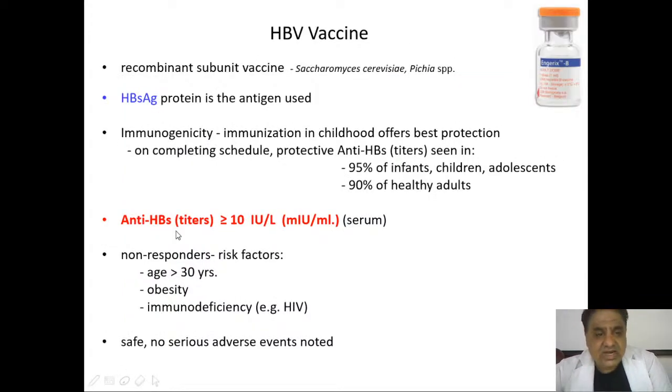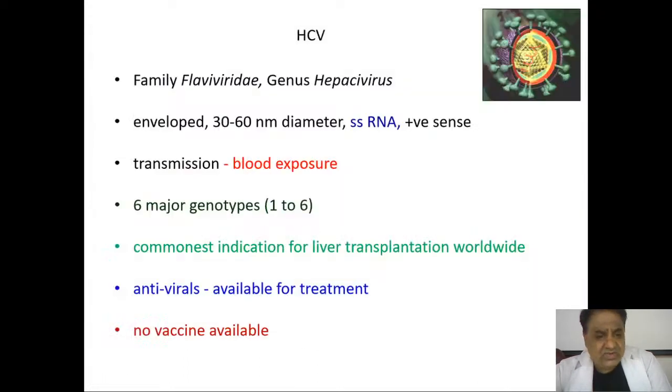The effective titer is more than 10 IU per L, or more than 10 mIU per mL. For hepatitis C virus, we have antivirals, but we have no vaccine for this virus.